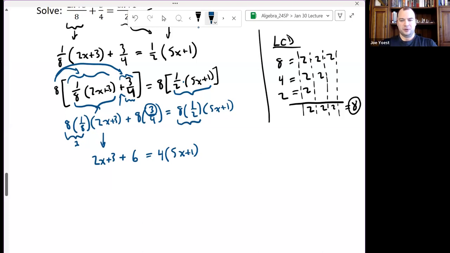Now I need to do a little bit of work. I need to do some simplifying, some distributing. 2x plus 9 equals 20x plus 4, right? There's a lot of steps to this problem, but if we take it one step at a time, each step is pretty straightforward, and we're just taking slow and steady steps toward our goal.